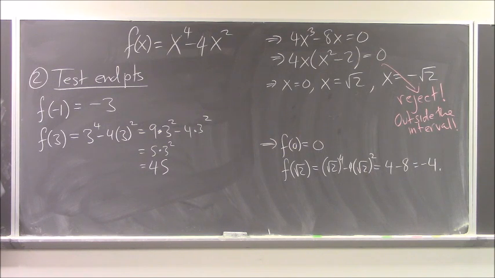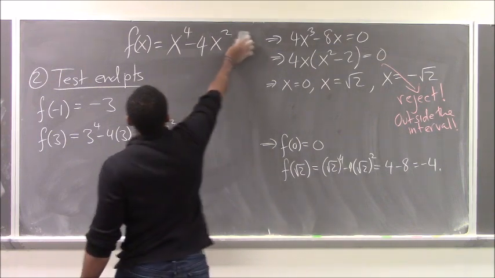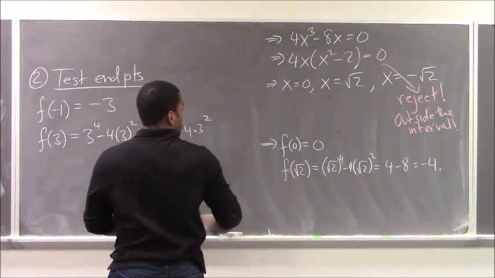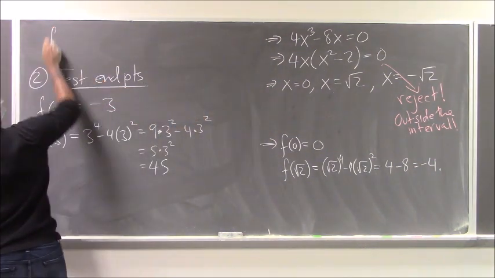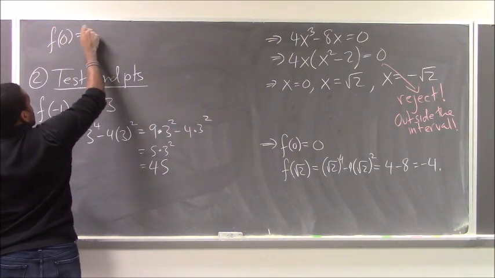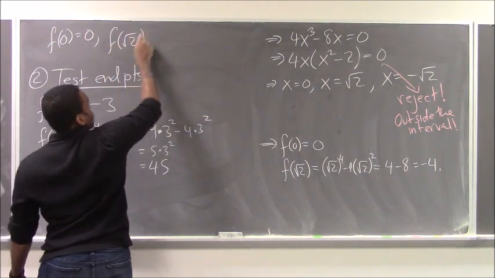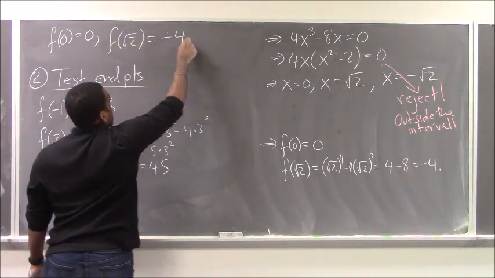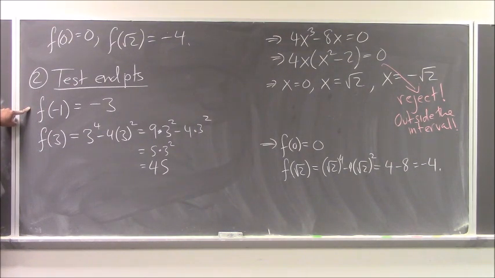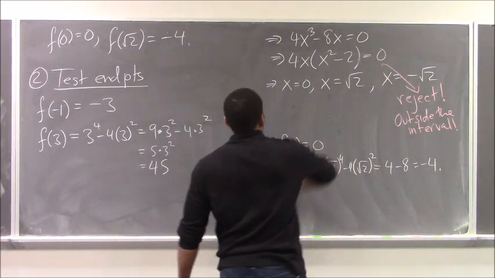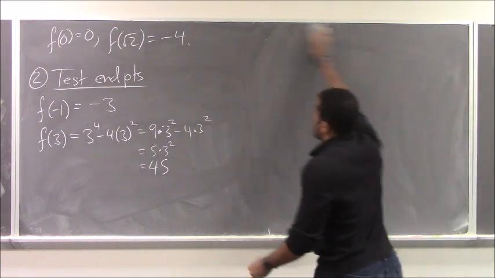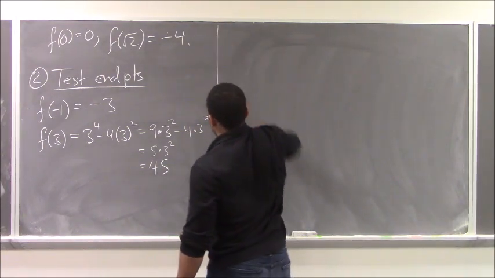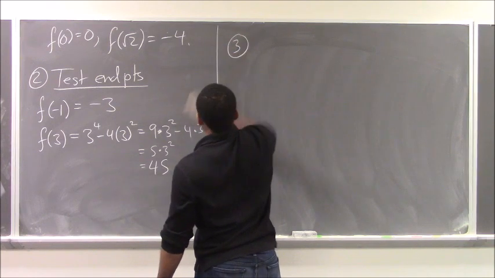Okay. So we first found the critical points were at 0 and radical 2, the ones that are applicable. The minus radical 2 doesn't apply. We found that f of 0 was 0. We found that f of radical 2 was minus 4. Now we test the endpoints, f of minus 1 and f of 3. These were minus 3 and 45 respectively. Now we go on to step 3. Compare.